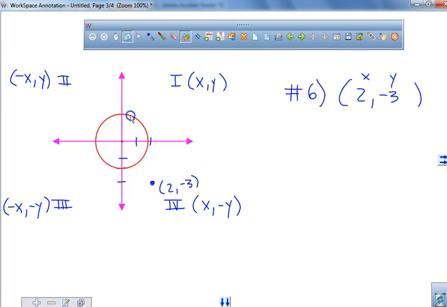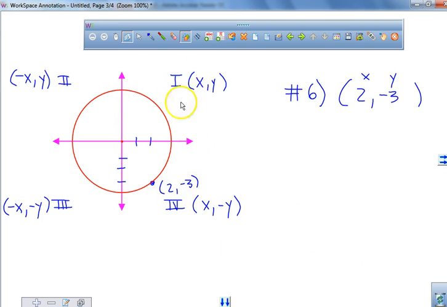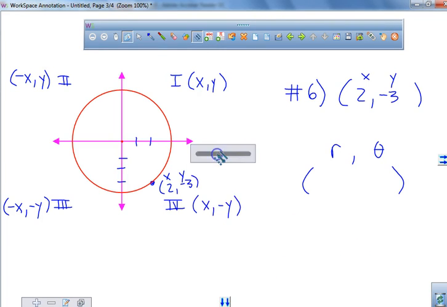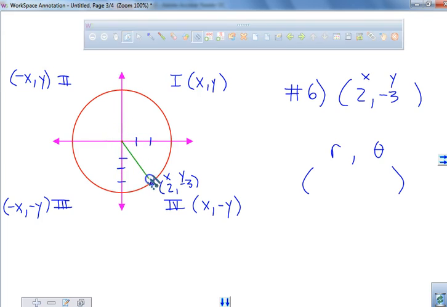Now what we're going to do is make a circle. Touch that point right there. We're going to take this ordered pair, which is in rectangular form, and change it to polar form. We're going to change it to (r, theta). Now I'm going to change colors. From the center of the circle to the point right there, I'm going to draw r. That distance is going to be the value of r.